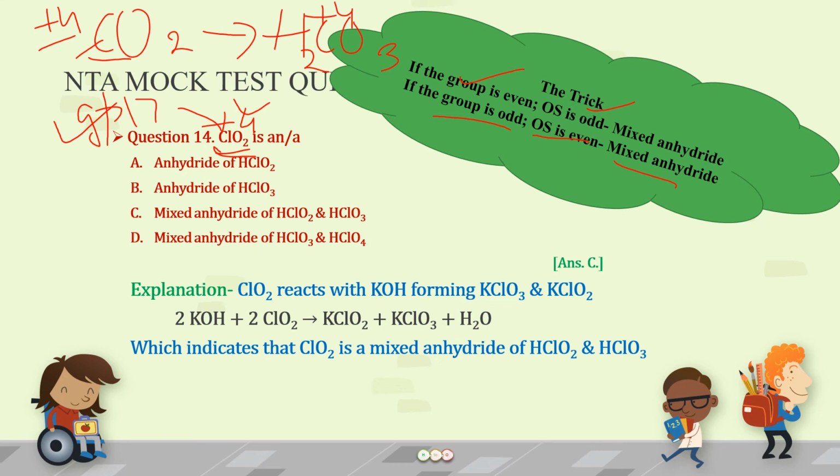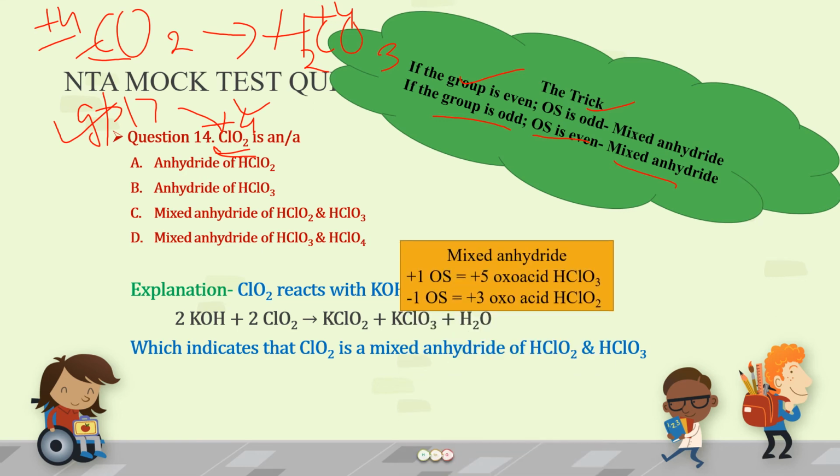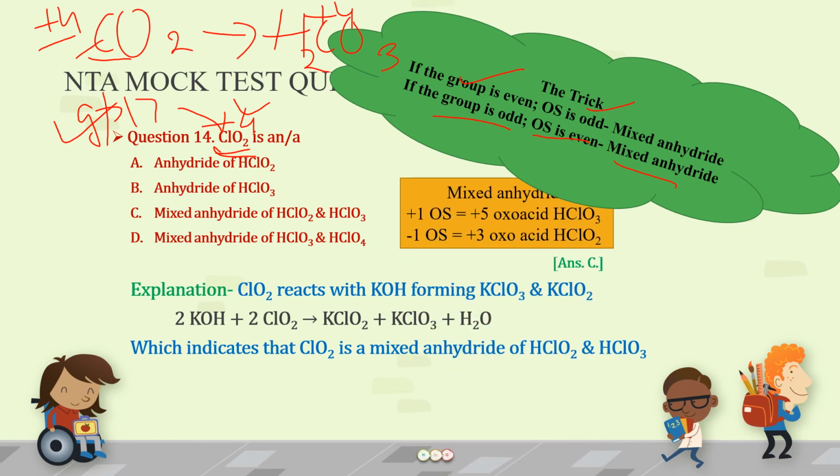Well, very simply do +1 and -1 oxidation state. For example, when we do it for chlorine dioxide, chlorine is +4. If you're going to do +1 for it, the oxidation state will be +5. And if you're going to do a -1 oxidation state, the oxidation state will come as +3. So just simply write the +3 oxo acid of chlorine and the +5 oxo acid of chlorine. So these are going to be the acids for which this is a mixed anhydride.